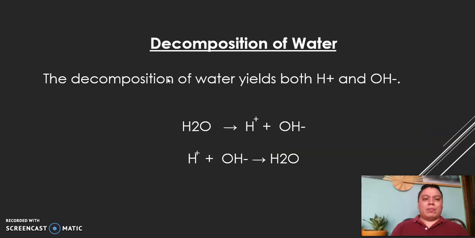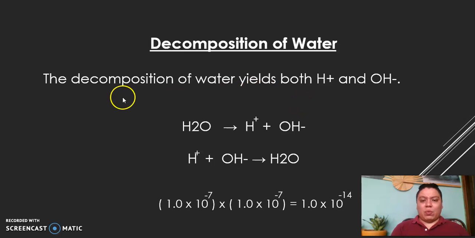The decomposition of water, or the breaking down of water, yields both hydrogen and hydroxide ions. This is the chemical equation for the decomposition of water. We talked about it before. If I flip it around, then we get this. It's the same thing actually. So water produces the same amount of hydrogen and hydroxide ions. By many calculations, which I'm not going to get into, chemists deduced that water has a concentration of 1.0 times 10 to the negative 14.